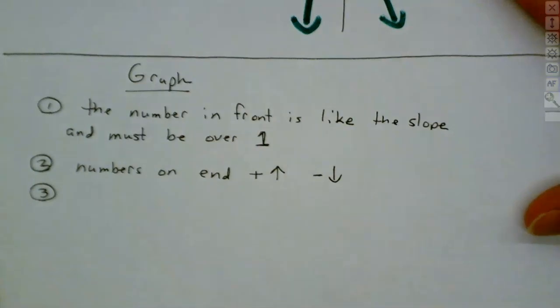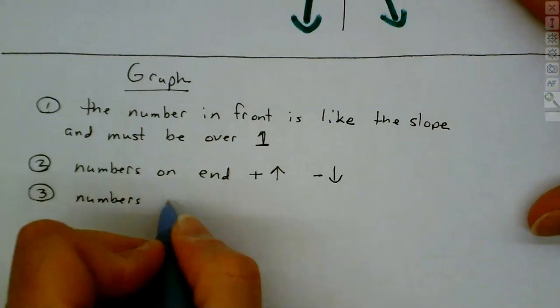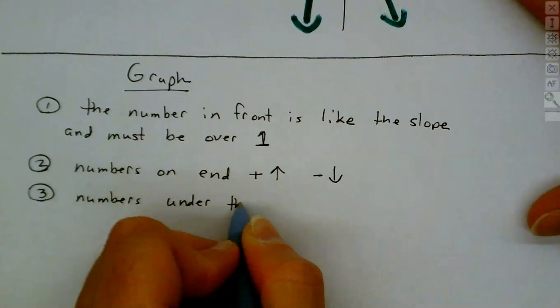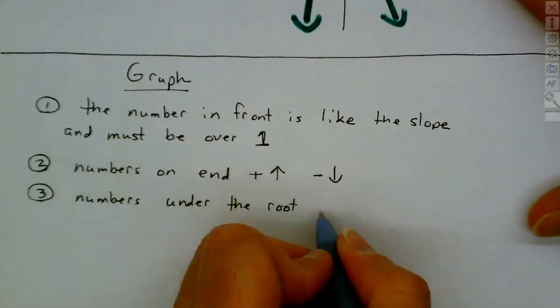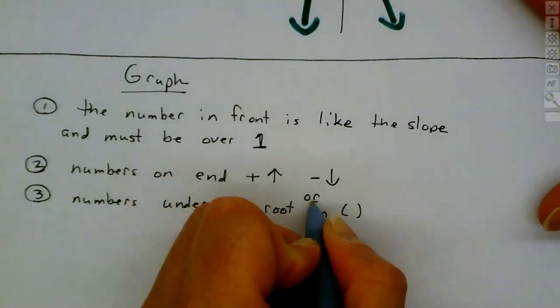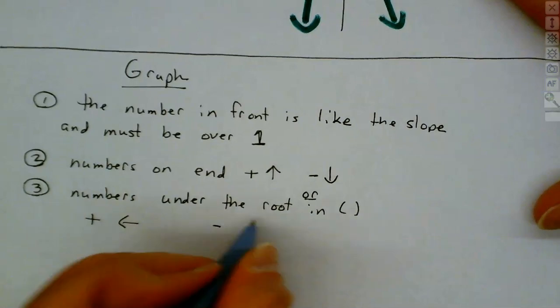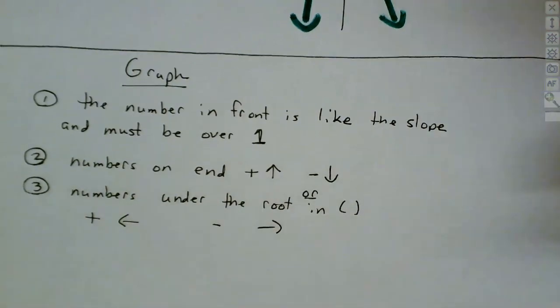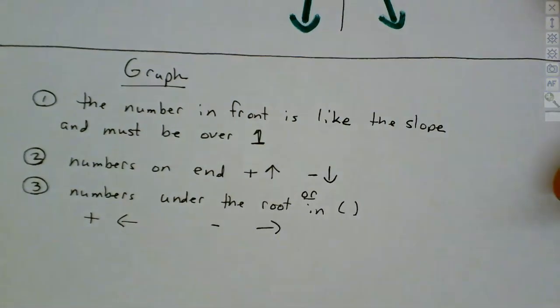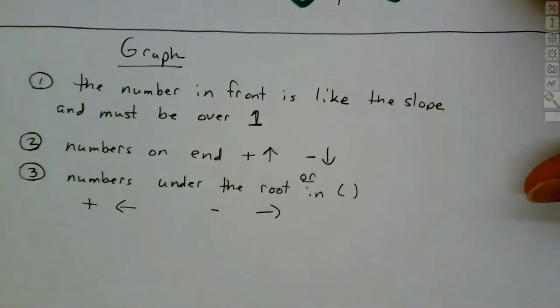The new part that we're going to talk about right now is numbers under the root in the parentheses. Those move it left and right, and they're opposite of what you think they would do. So if they're under the root or in the parentheses, then if they are positive, they move it back to the left. Negative values move it to the right. Opposite of what you think it should do. Right? Because you would think positive would move it to the right, negative would move it to the left, but it's the opposite. Because you're actually setting them to 0.